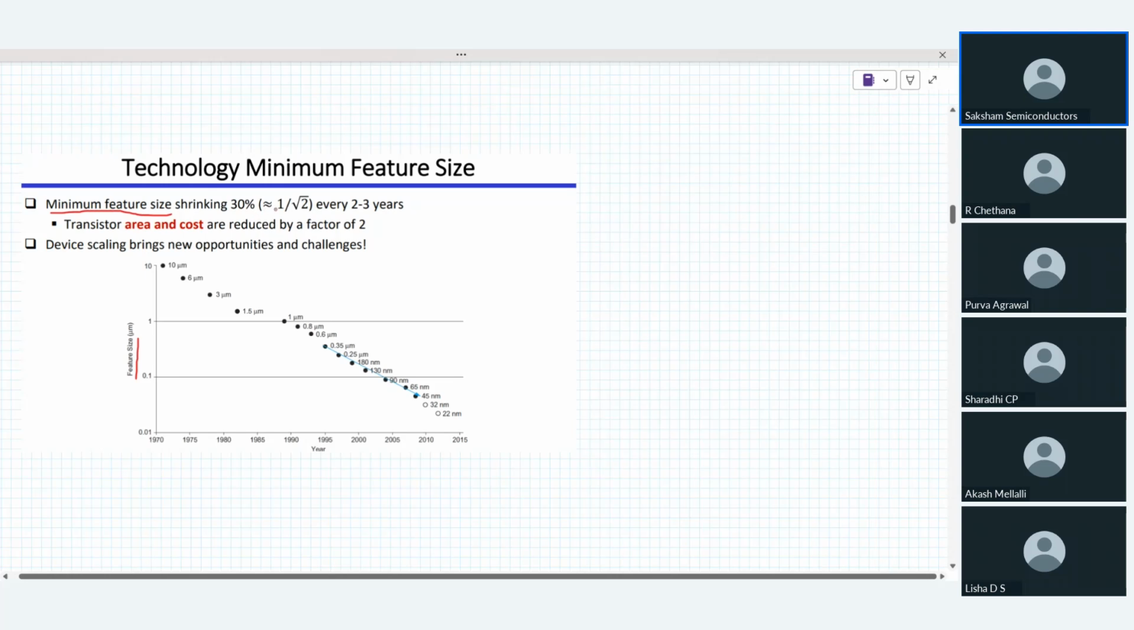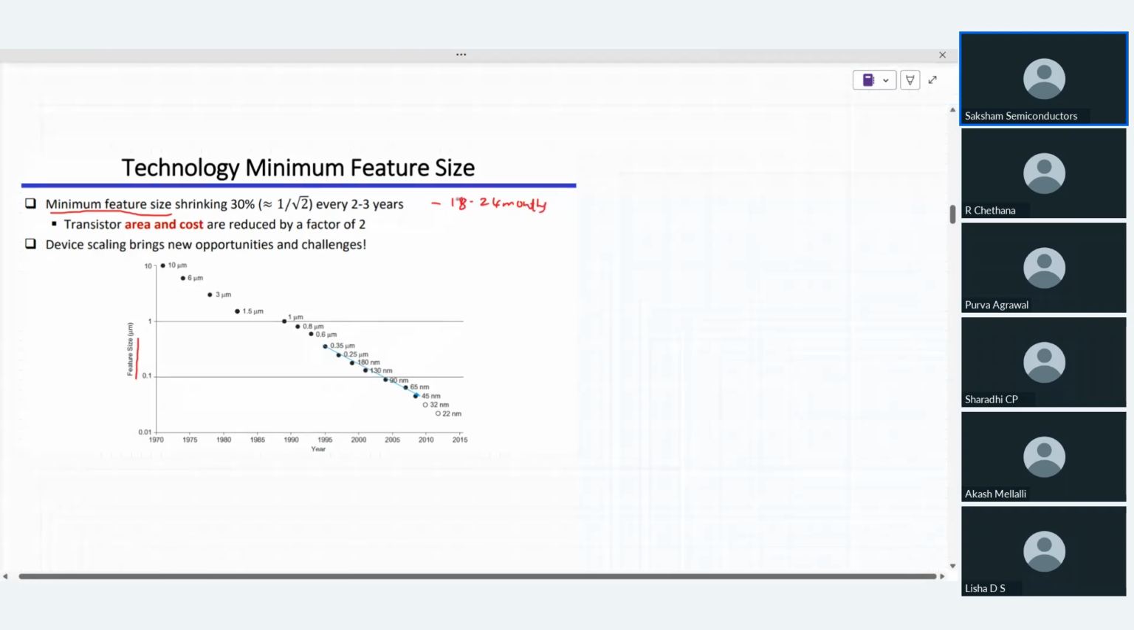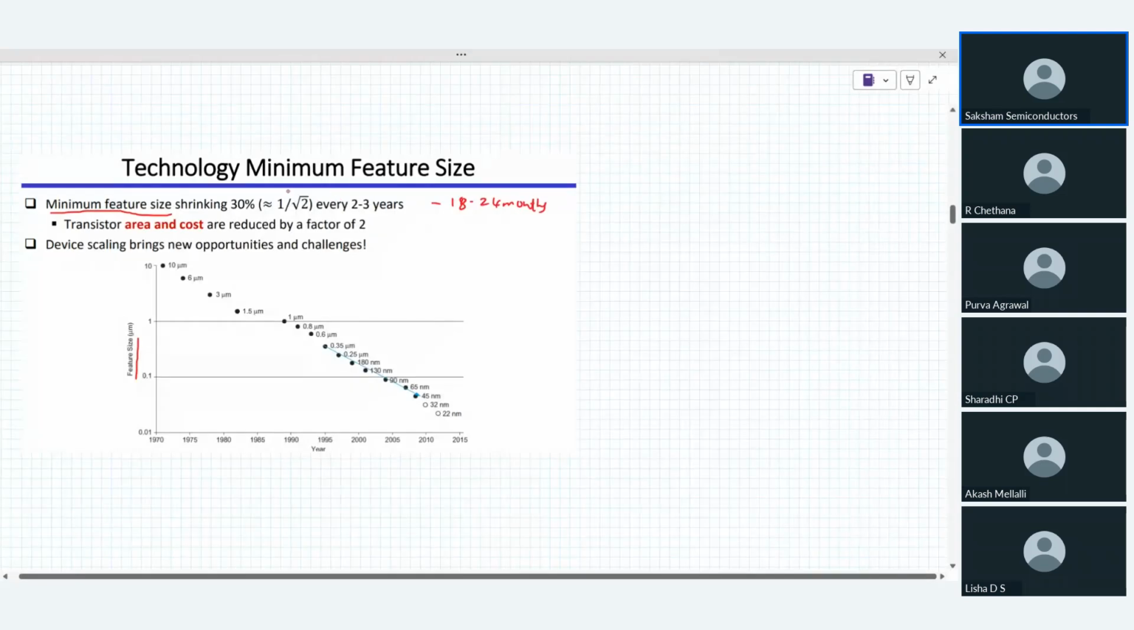And there is no formula to that. They approximately calculated that, and somehow figured out that it is shrinking approximately 30% every 2 to 3 years. So like I told, Moore's law was close to 18 to 24 months earlier, but right now it is getting quoted for every year. That means it is shrinking every year by 30%.